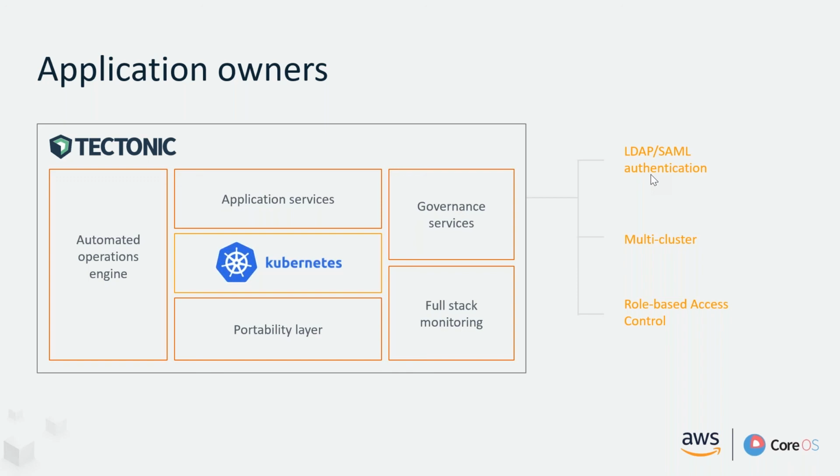For application owners, we talked a lot about infrastructure. Shifting up, in our governance services, you have the ability to tie into a lot of your infrastructure that already exists. So LDAP servers, if you have groups defined for your different engineering teams, you can hook into those for access control in Kubernetes. Kubernetes has a concept of a namespace, which is really just a group of resources.